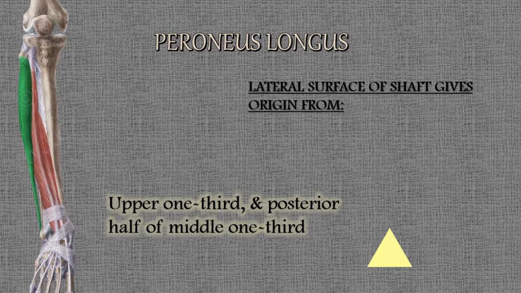Now peroneus longus. Again, fibularis longus or peroneus longus are the same thing. Peroneus longus arises from the lateral surface of the shaft. The lateral surface of the shaft gives origin to the peroneus longus muscle from the upper 1/3 and posterior half of the middle 1/3.